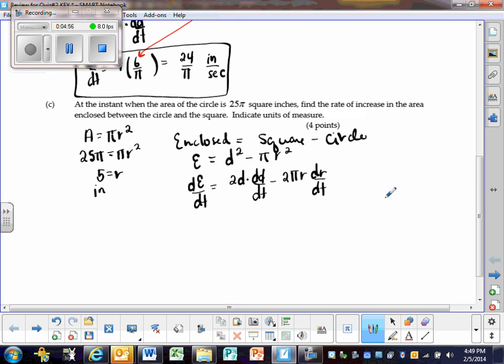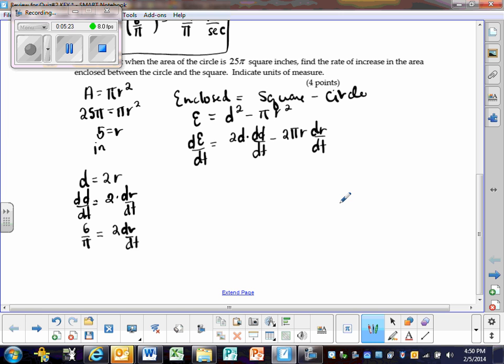Now, we know a relationship between diameter and radius. The relationship between diameter and radius is diameter is 2 radii. So if I take the derivative of that, the derivative of diameter with respect to time is equal to 2 times the derivative of radius with respect to time. Since I know the derivative of diameter is 6 over pi, I can substitute that in, and 6 over pi equals 2 times the change in radius. Multiplying both sides by a half, dividing by 2, I then get 3 over pi inches per second is equal to the change in radius over time.